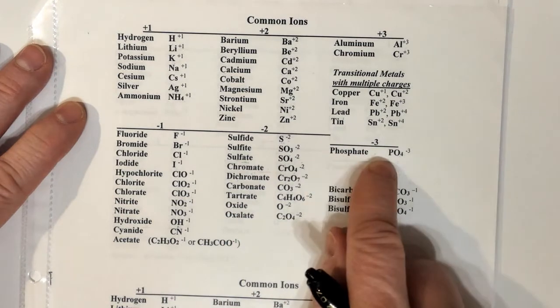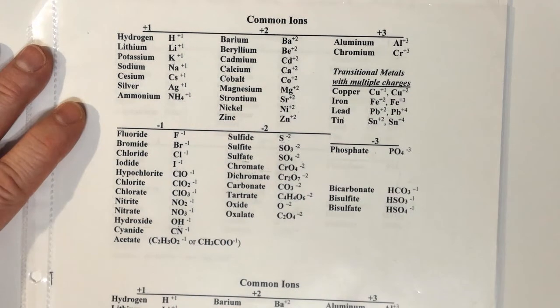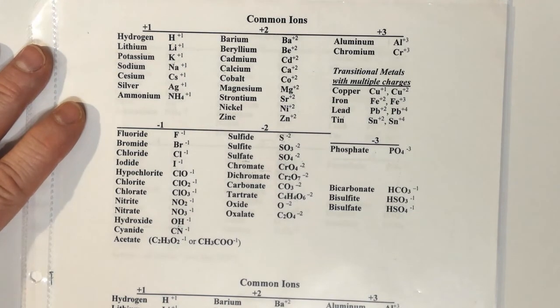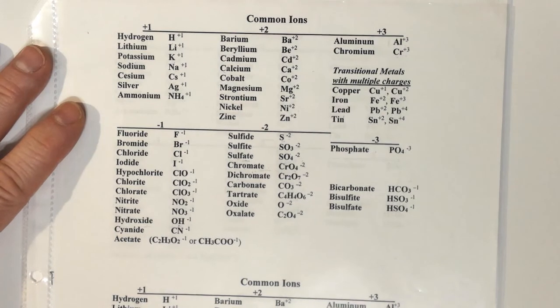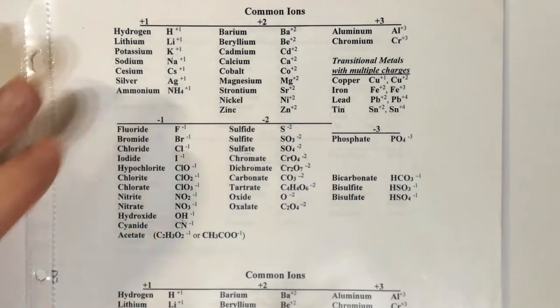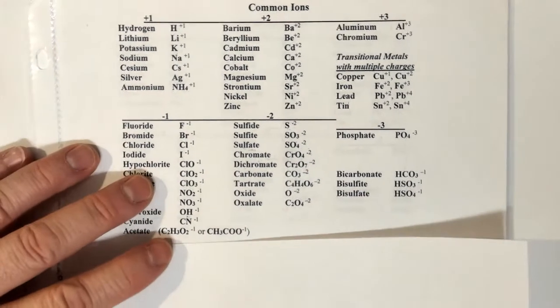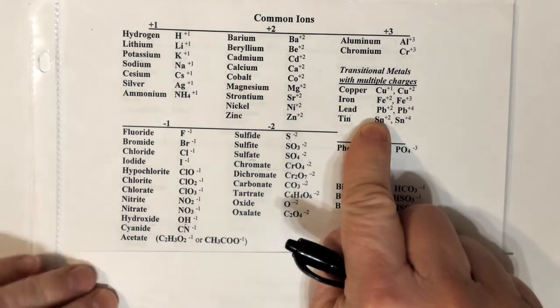Here's phosphate, phosphorus oxygen. So I just want to point that out, that is what you're going to use here. I just want to show you that those are how you name things. So remember that when you're naming, go through. The last thing I need to teach you is the transition metals.